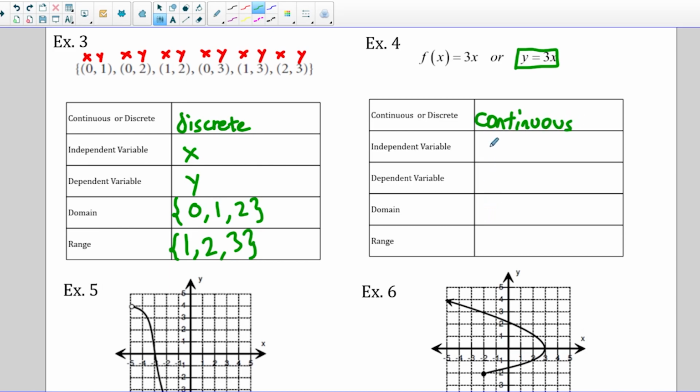Again, our independent variable will be x, dependent will be y. Our domain, like we said earlier, x can be anything. So the way to write that in set builder notation is the set of all x values such that x is an element of the real number system. So x can really be anything is what this is representing. And same thing goes for your range, the set of all y values such that y is an element of the real number system.